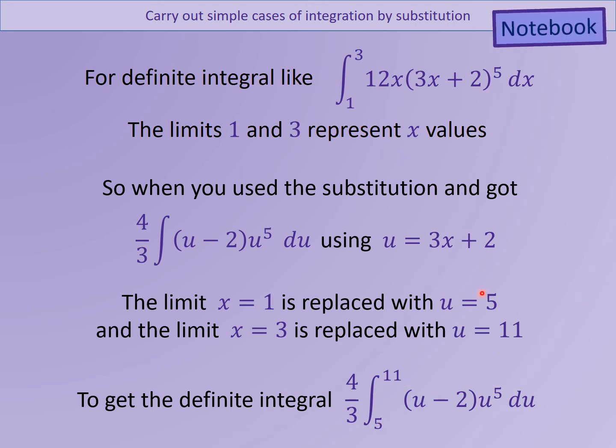Those are for the x values. Those two would be for the u values. Now what you can do is then you can solve this integral and you could substitute u equals 5 and u equals 11 straight in. You don't need to convert it back to x. Just be very wary though, if you do the integral and then you convert it back to an x equation, then you need to go back to your original limits.